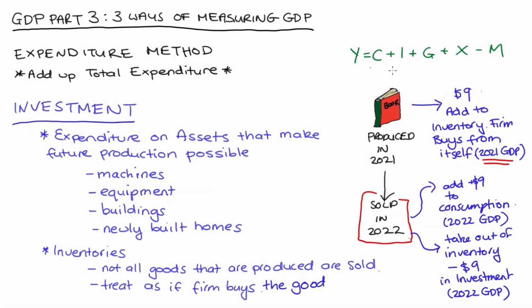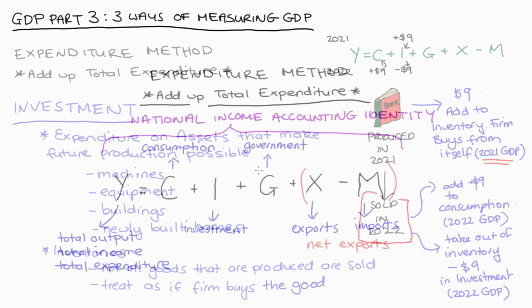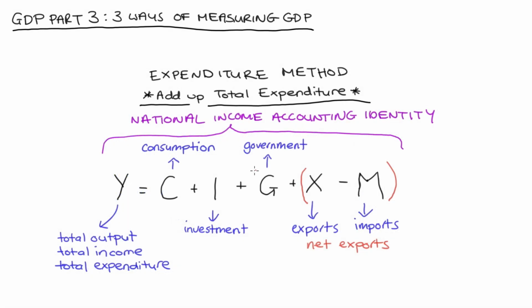And so I'll just repeat. In 2021, the value of the book is added to GDP via expenditure in inventories, which is in investment. In 2022, when the book is sold, we have entries in consumption and investment relating to the book, but it ends up to be zero overall. And that's absolutely correct because it shouldn't add to 2022 GDP because it was produced in 2021. So that's investment. The next category is government.